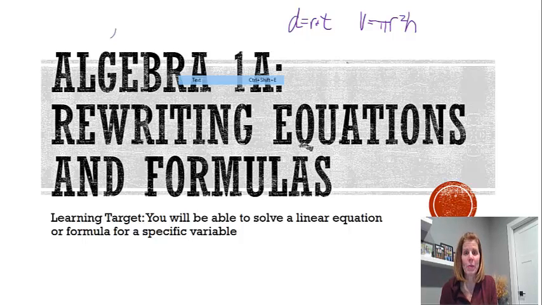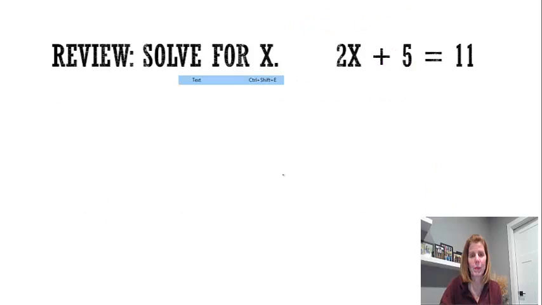There also might be a time where in an algebra problem, we want to do something that's called substitution. So I would need to solve for one variable so that I can substitute it in the equation to find the other variable. So there are going to be some times where we will need to rewrite an equation and a formula. So in this lesson, you will learn how to solve a linear equation or formula for a specific variable.